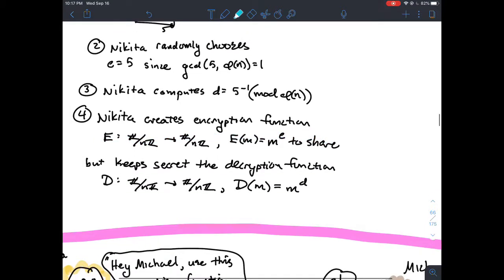But what she keeps secret is what the decryption function is. And why does she keep it secret? Well, because she's the only one that knows what d is. And again, the decryption function, it just takes the input and raises it to the dth power.